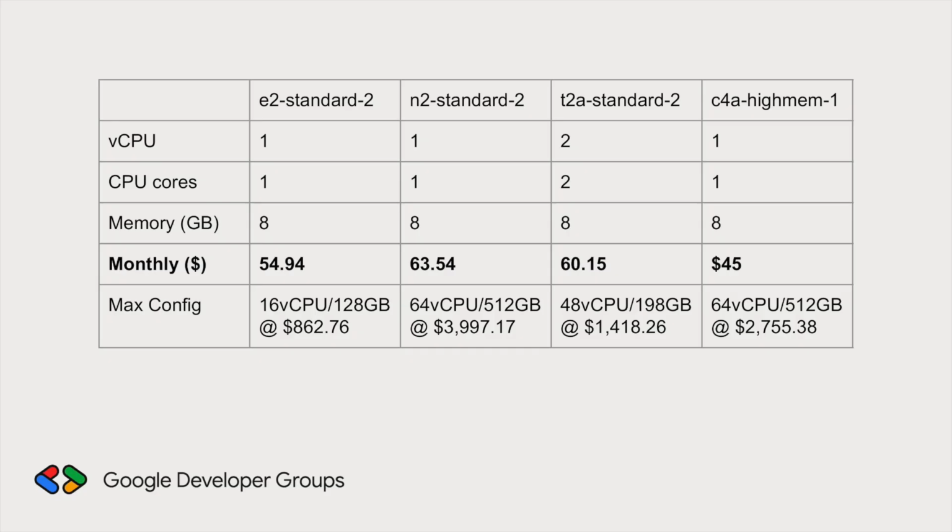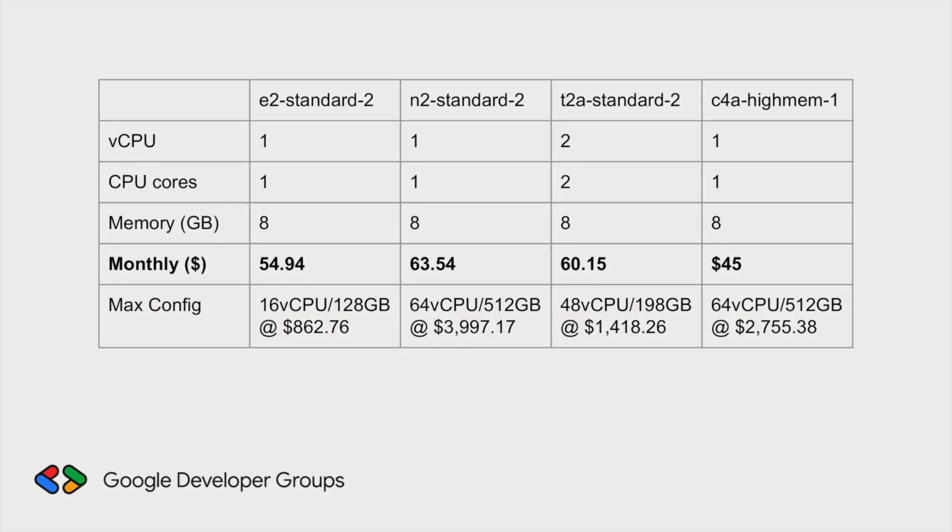So I have a max config row at the bottom, and what you see is like your E2 standard machines can have a maximum of 16 virtual CPUs and 128 gigs of RAM. And if you took the maximum, it would cost you $863 a month. Your T2A standard 2 can have a maximum of 48 virtual CPUs and 198 gigs of RAM. And that would cost you $1,400. If you compare that to your N2 standard 2, which can have 64 virtual CPUs and 512 gigs of RAM, that would cost you almost $4,000 a month, right? On just one VM, but it depends on what you're running.